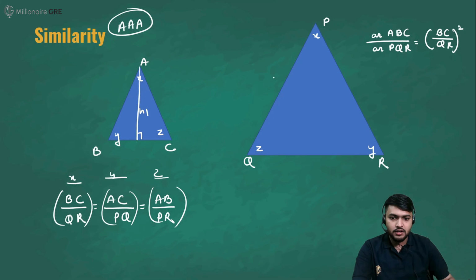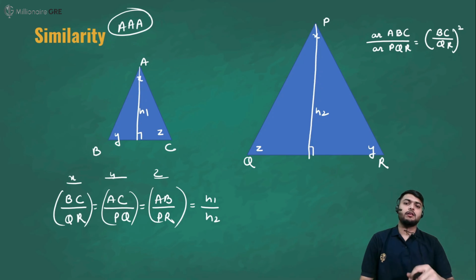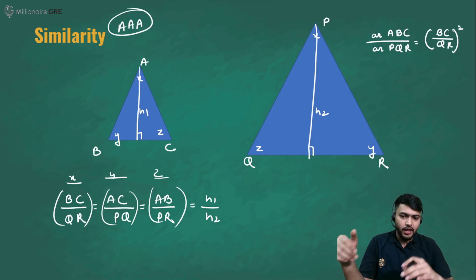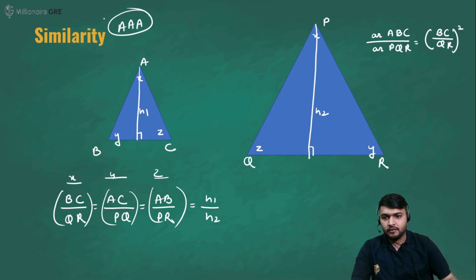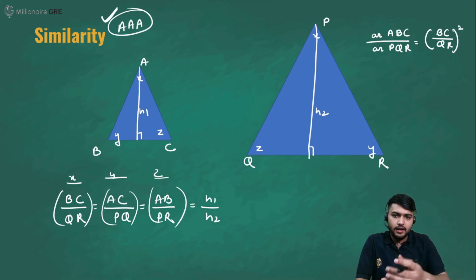If this is h1 and this is h2, h1 and h2 will be in the same ratio as the sides. So again, let me reiterate everything. The two triangles are similar if all the angles are the same, and we call it the angle property. Even if two angles are the same, the triangles are similar because the third angle is bound to be the same. So angle is the same as angle.